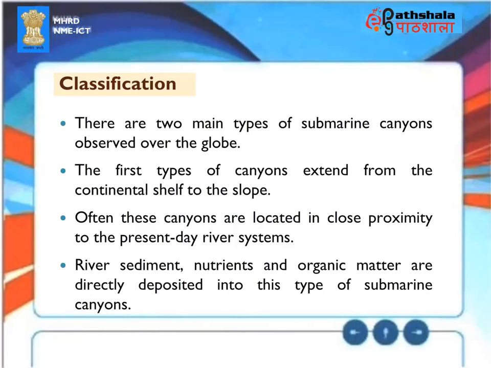Classification. There are two main types of submarine canyons observed over the globe. The first type of canyons extend from the continental shelf to the slope.